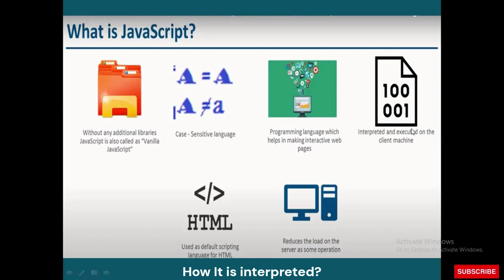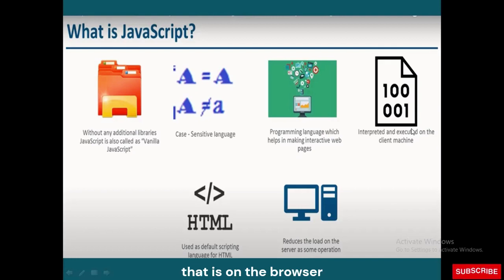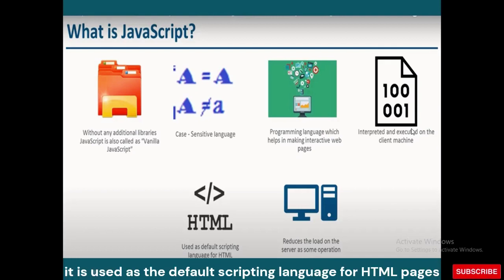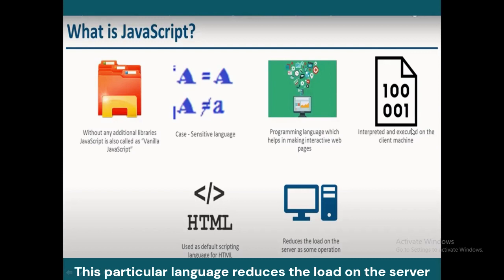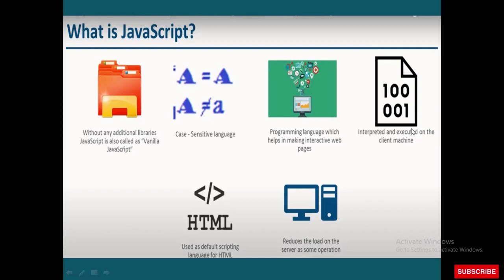How is it interpreted? It is interpreted and executed on the client machine, that is, on the browser. It is used as the default scripting language for HTML pages. This language reduces the load on the server as some operations are done on the client side.